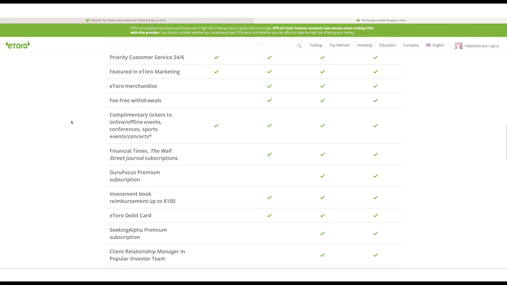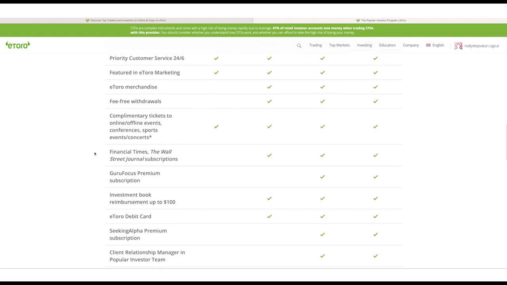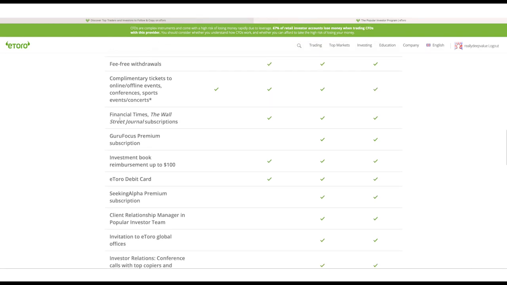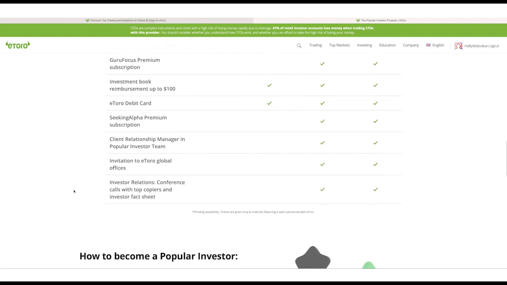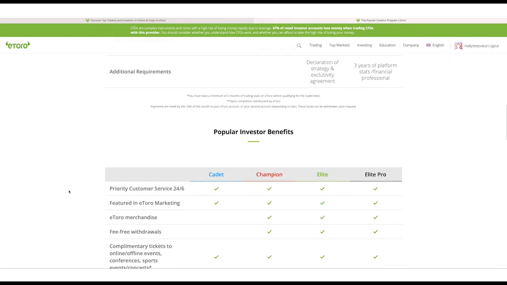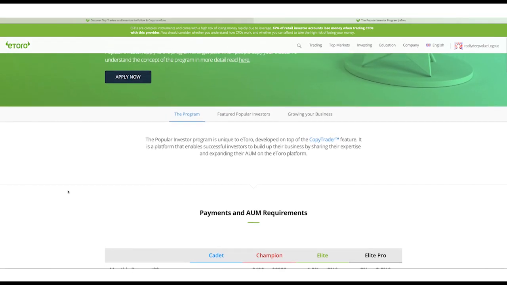So withdrawals from the platform are $5 for each withdrawal. It's worth mentioning there's no other fees for copy trading or for trading generally, other than that represented in the spread on the price between the bid and the ask price, or bid and the offer if you're in the UK, but I know many of you are not. And you can get a subscription to the FT, Financial Times, the Wall Street Journal, and also Seeking Alpha. So various other benefits you might want to apply to become a PI.